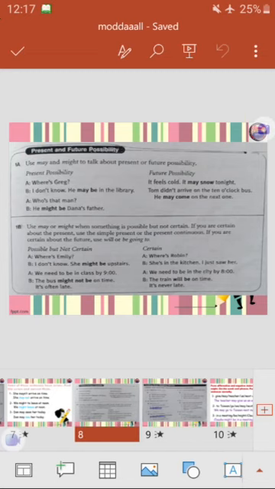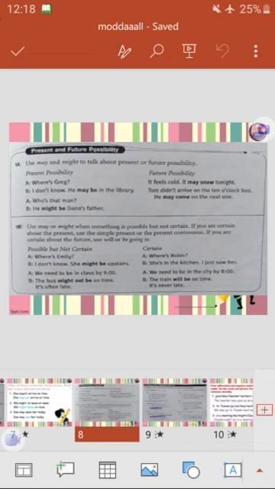Use may or might when something is possible but not certain. If you are certain about the present, use the simple present or the present continuous. If you are certain about the future, use will or going to. So again, if you are certain about the present, we use the simple present or the present continuous. If you are sure about something in the future, you'll use will or going to.